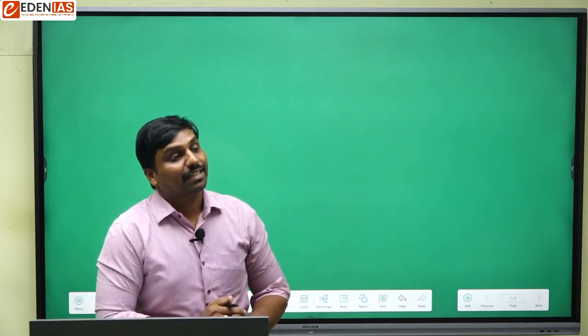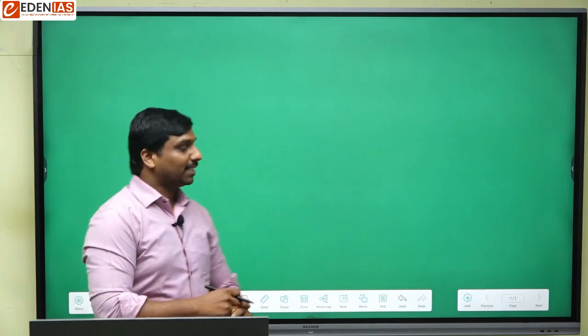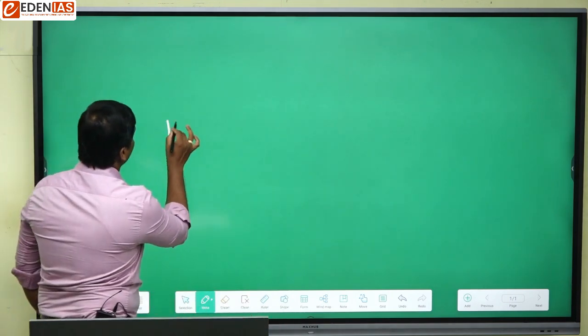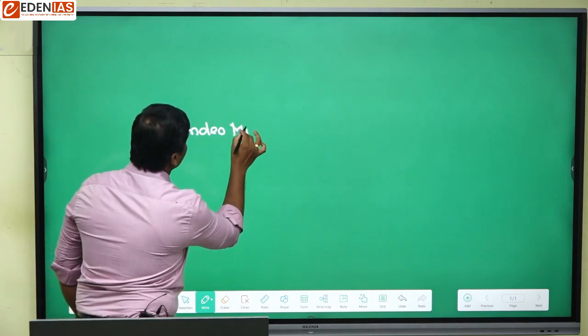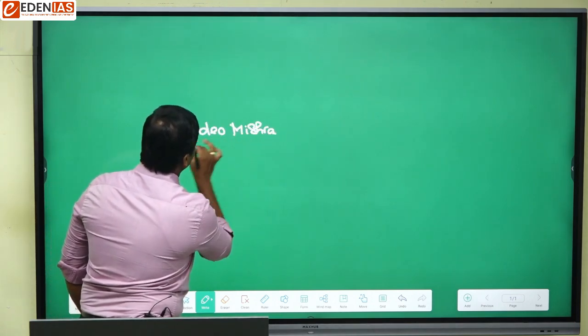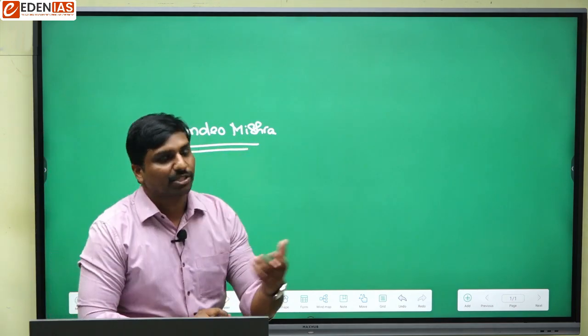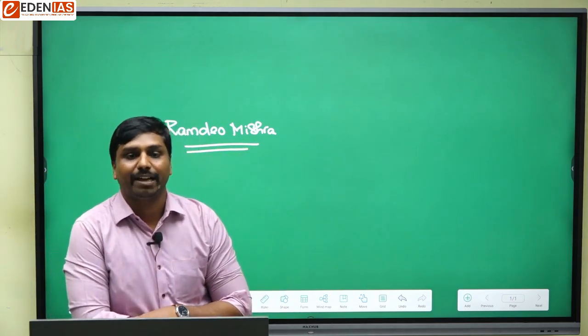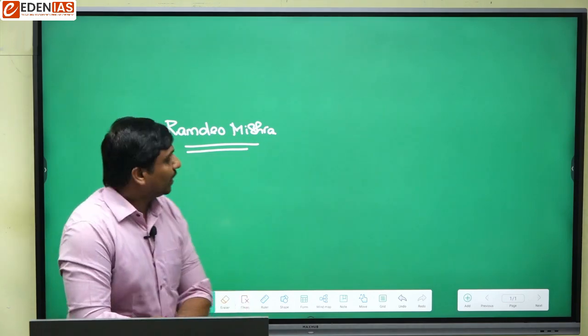There is a scholar called Ramdev Mishra. Ramdev Mishra is considered the father of ecology in India. From India's perspective, we call him the father of modern ecology. So that is Ramdev Mishra.